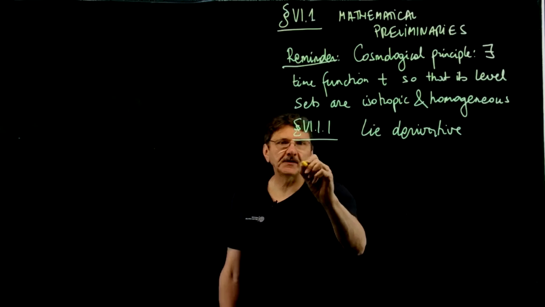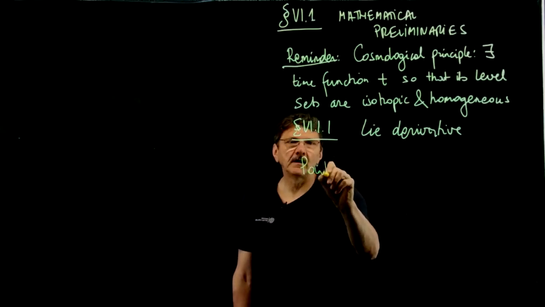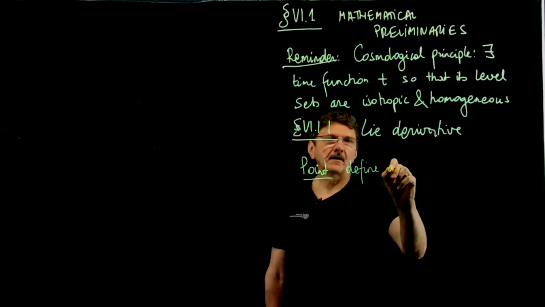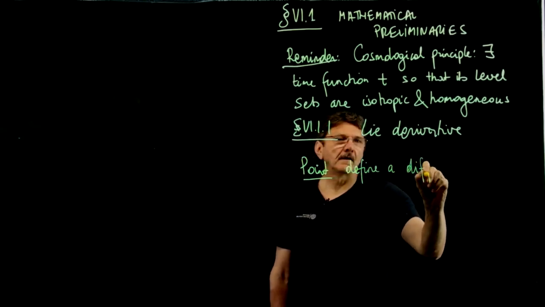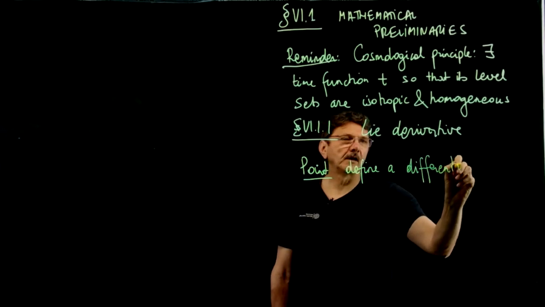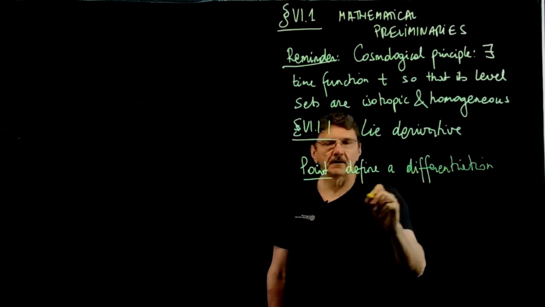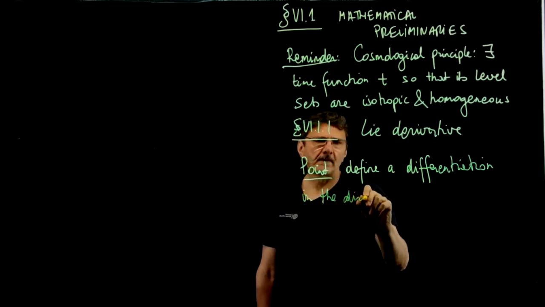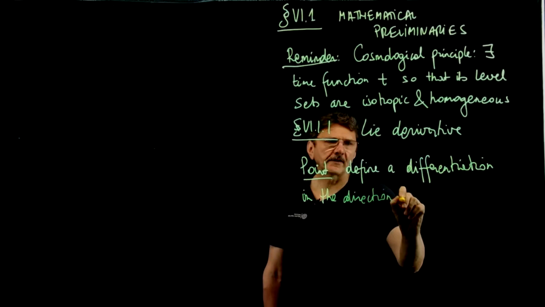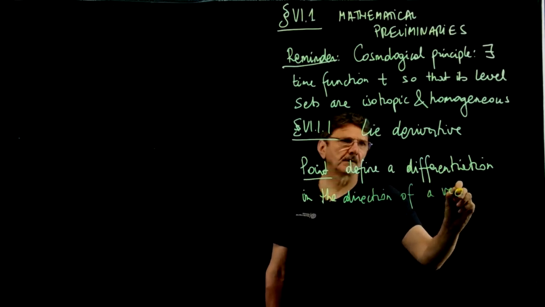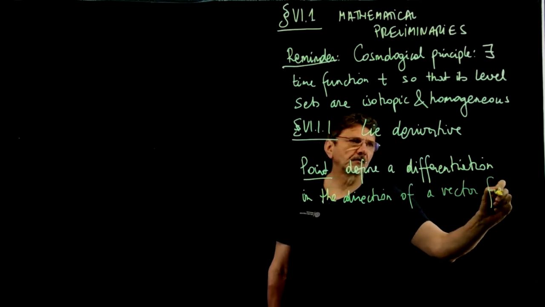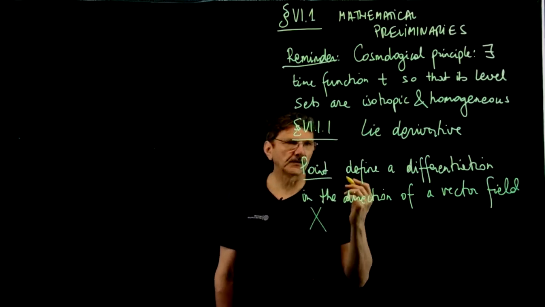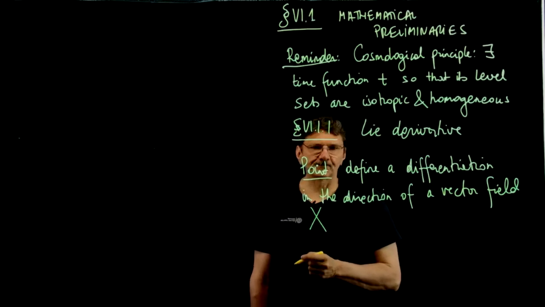So the main point is to define a differentiation with respect to a vector field, in the direction of a vector field, which is going to be capital X, without further structures.